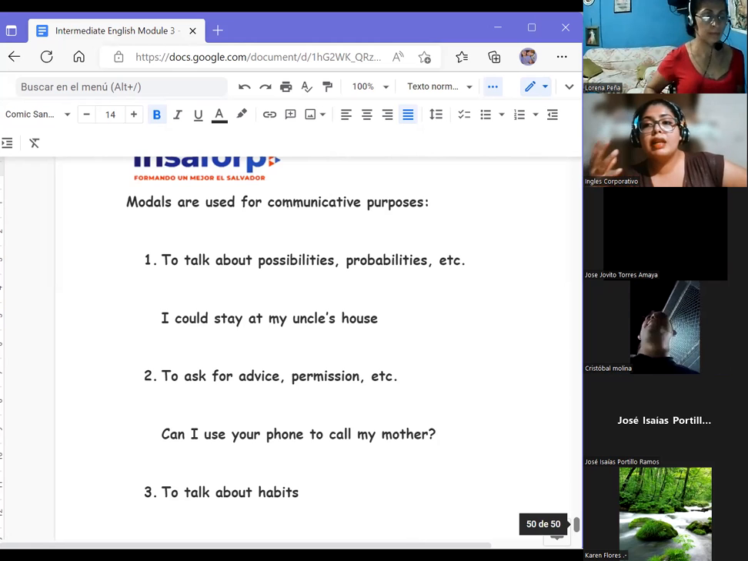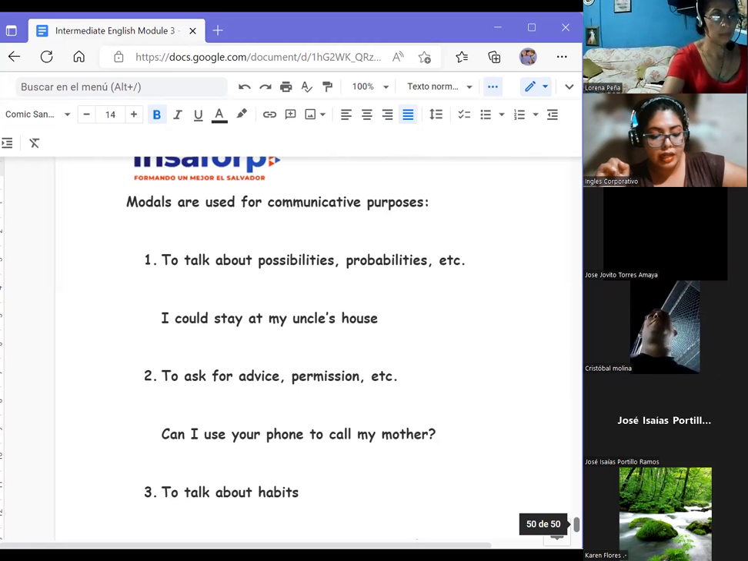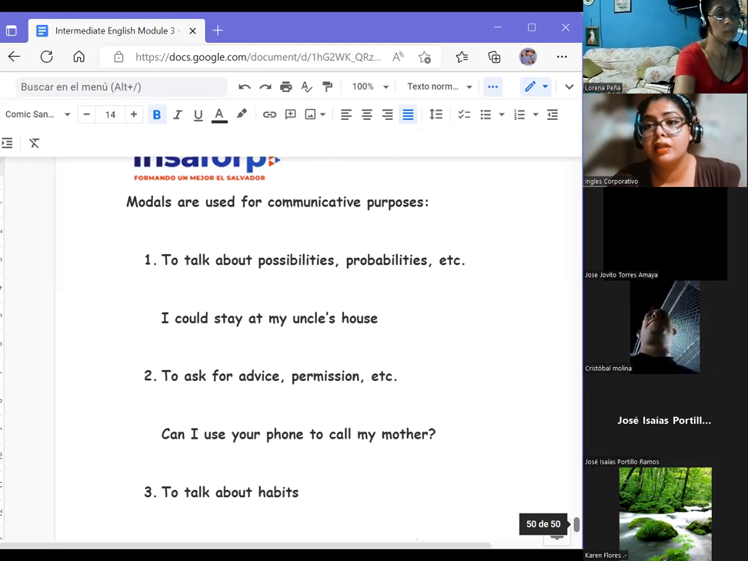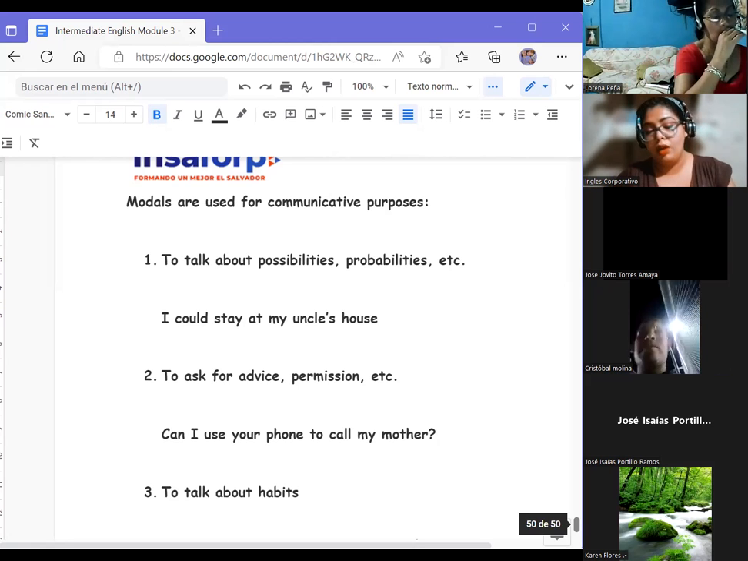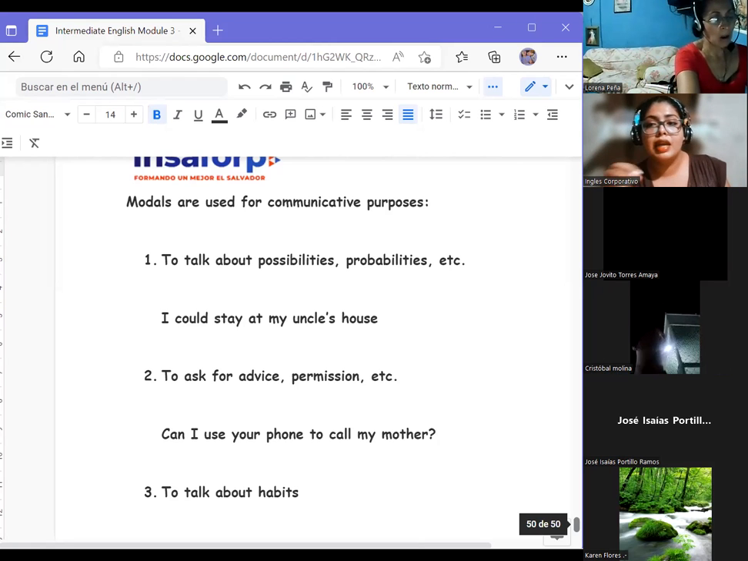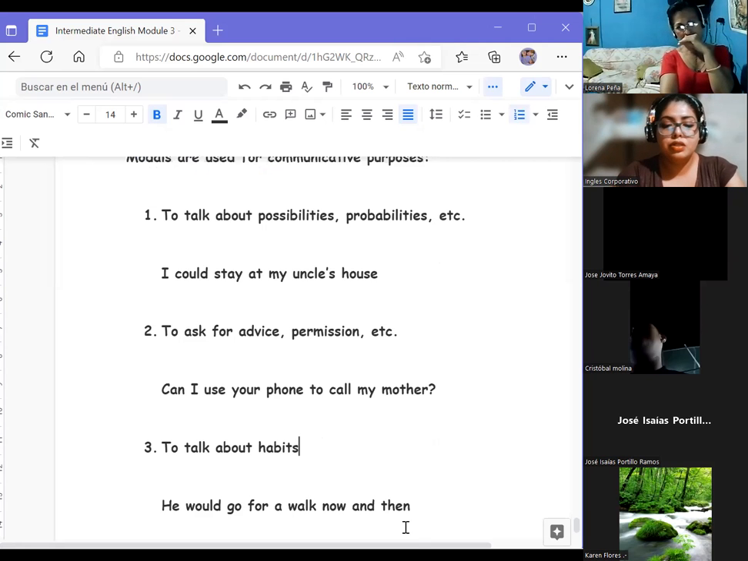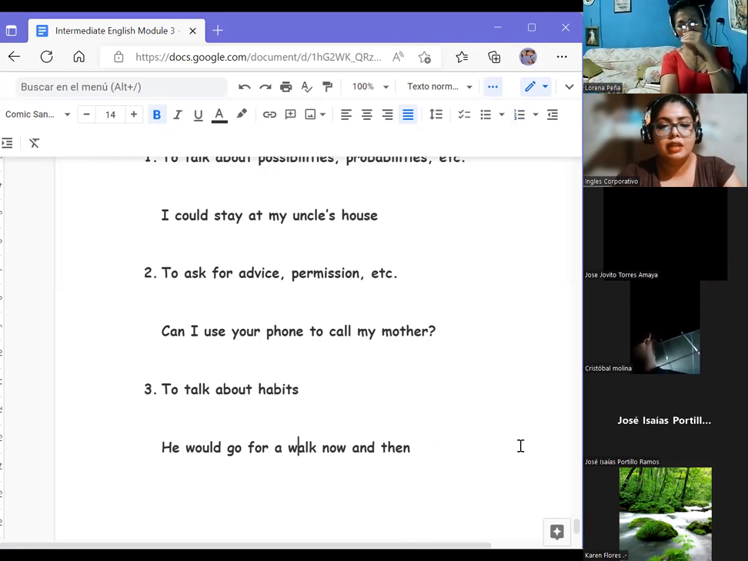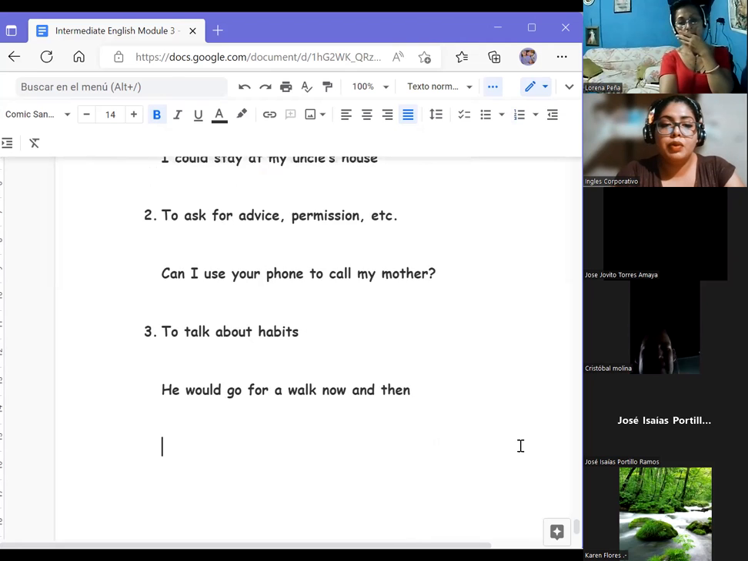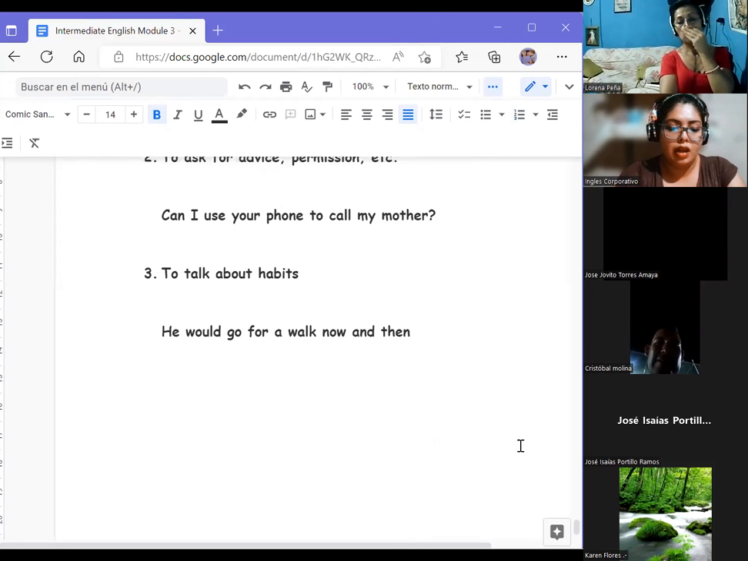Y el último es para hablar de los hábitos que tienen las personas. Y ahí dice que él va, ¿verdad?, a tomar o hace sus caminatas antes y ahora. So in that case, we are communicating something. Now, we are going to see what are the adverbs and what information can we get about that topic.